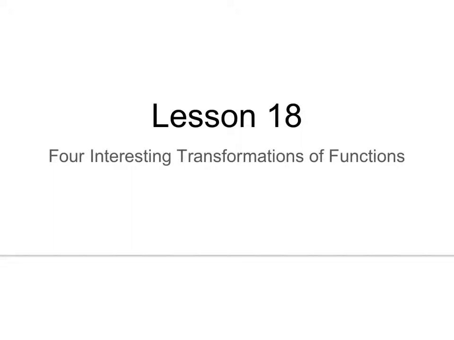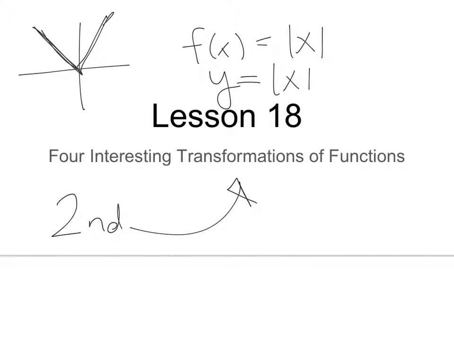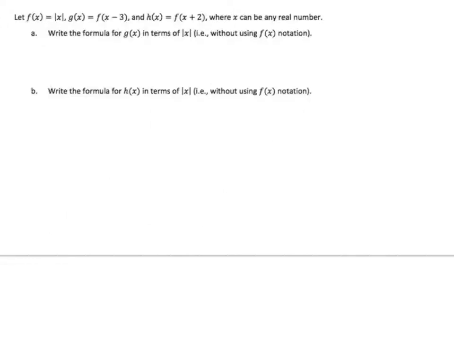Okay, algebra, we're doing our second transformation of functions. We're still dealing with the absolute value function. That should be at the origin, which is f of x equals absolute value of x, the graph being y equals absolute value of x. So first of all, let your f of x equal absolute value of x, that's your parent function, and g of x equal x minus 3, h of x equal x plus 2.